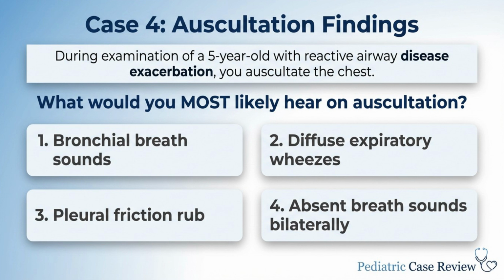Here is case 4 regarding auscultation findings. During examination of a 5-year-old with reactive airway disease exacerbation, you auscultate the chest. What would you most likely hear on auscultation? Option 1, bronchial breath sounds. Option 2, diffuse expiratory wheezes. Option 3, pleural friction rub. Option 4, absent breath sounds bilaterally.